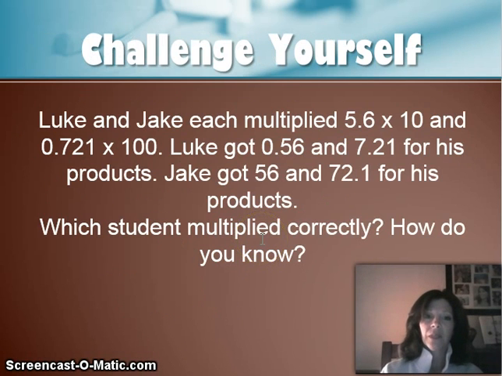All right. Let's look at the challenge problem for tonight. Luke and Jake each multiplied 56 tenths times 10 and 721 thousandths times 100. Luke got 56 hundredths and 7 and 21 hundredths for his products. Jake got 56 and 72 and 1/10 for his products. Which student multiplied correctly, and how do you know? That's your challenge problem for tonight. Write it in your book and then check it with your teacher in the morning.